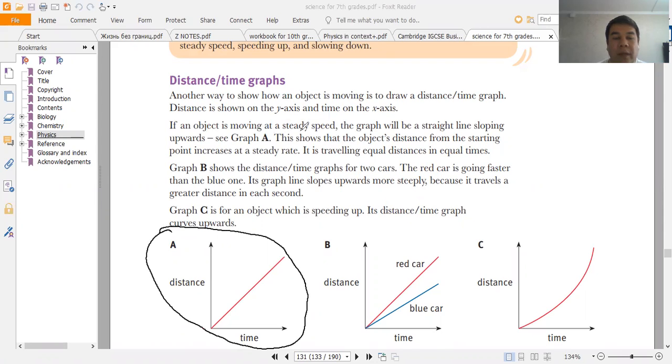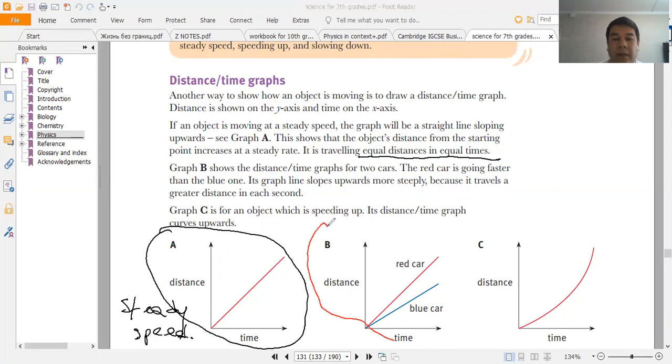If an object is moving at a steady speed, the graph will be a straight line sloping upward. So it means steady speed. Steady also means constant. So this shows that the object's distance from the starting point increases at a steady rate. It is traveling equal distance in equal time. So equal distance in equal time is a point which we have to take into consideration.